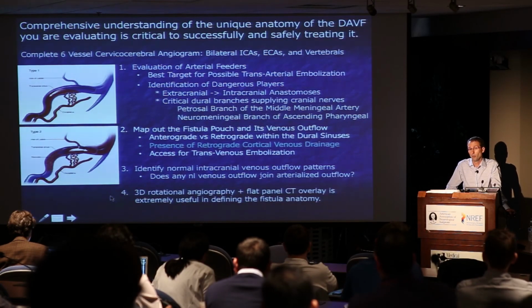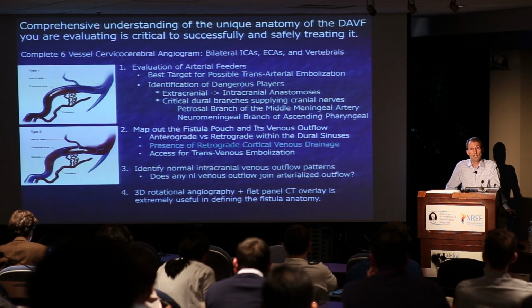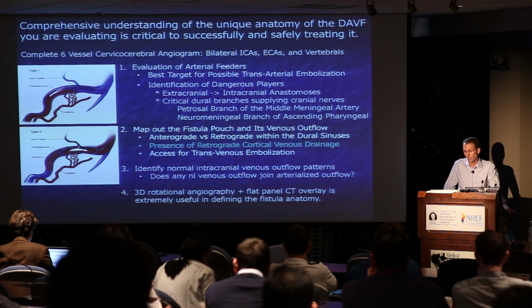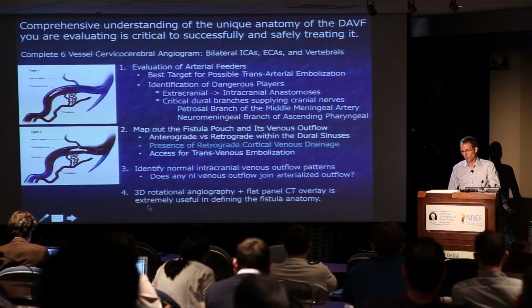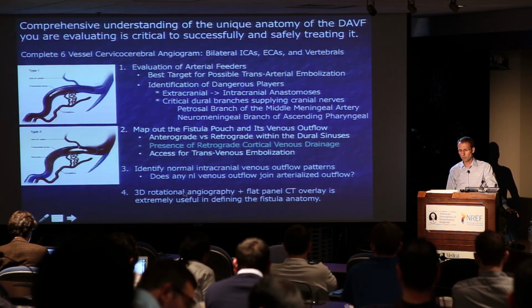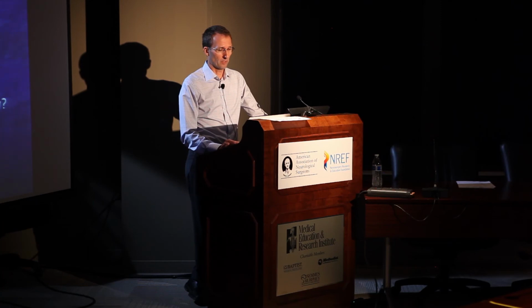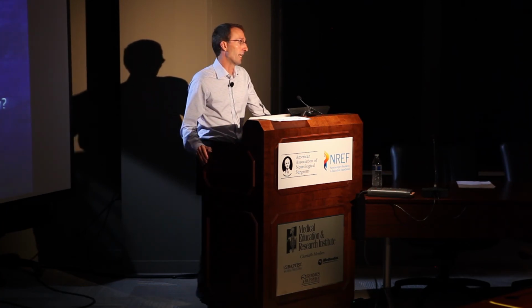So I can't stress enough the need to do a full diagnostic angiogram. And then finally, I would stress that 3D rotational angiography is standard. We use it every day basically for the evaluation of aneurysms and AVMs and how we plan our intraoperative projections. I use that of course as well, but I found this most useful in combination with a flat panel CT scan and overlaying them as defining the fistula anatomy.